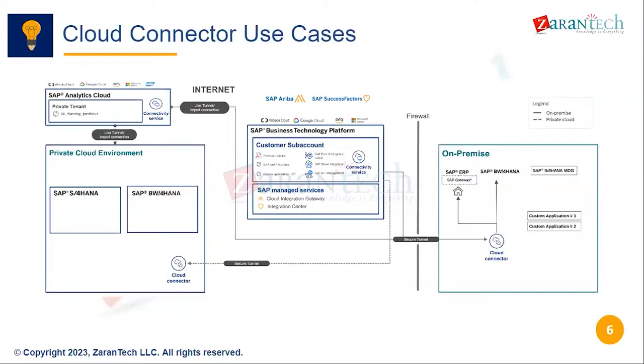And in some cases, if you have a backend system and that is on-premise, then as part of the integration, when you send any information from the cloud to your on-premise, or even from on-premise to the cloud, the system will be unable to connect, because both have different natures. So in those cases, the cloud connector will come into the picture.